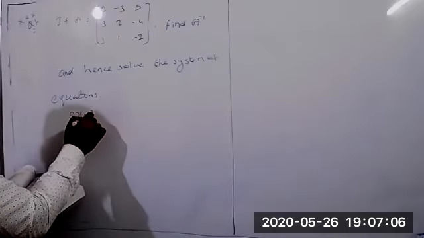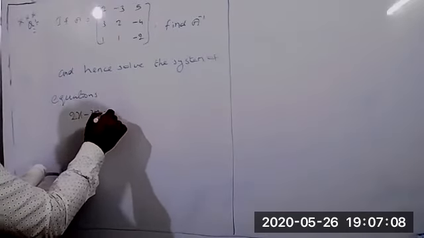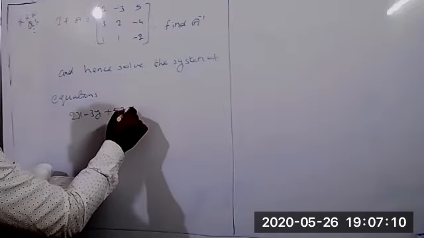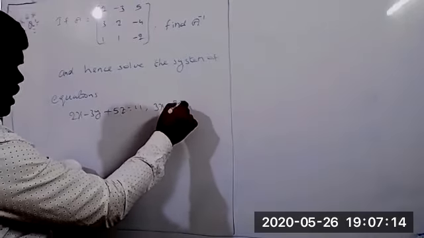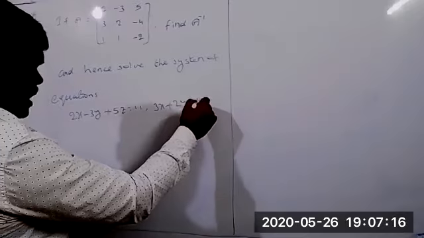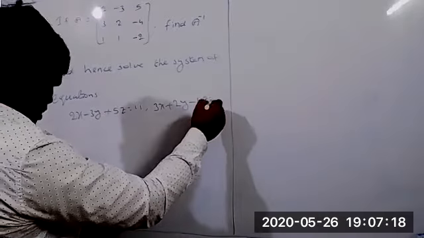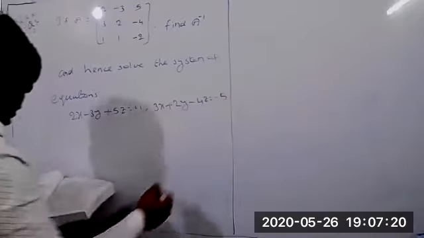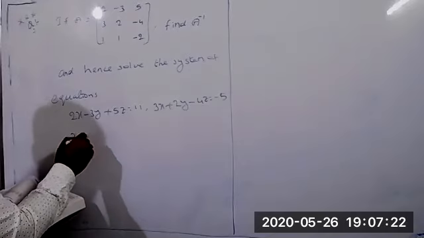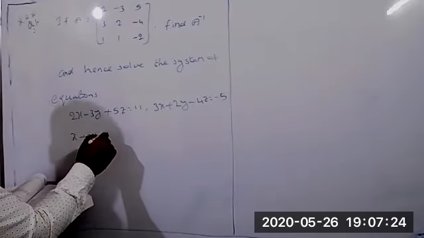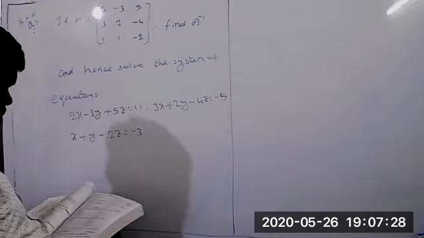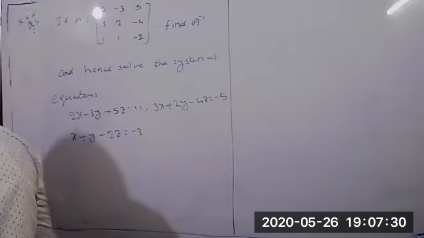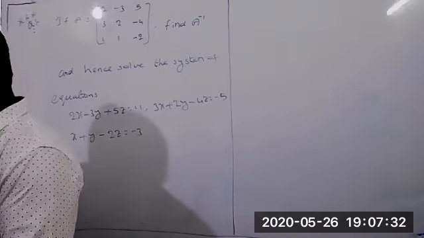2x minus 3y plus 5z equal to 11. 3x plus 2y minus 4z equal to minus 5, and x plus y minus 2z equal to minus 3. Okay, you can try this problem now.